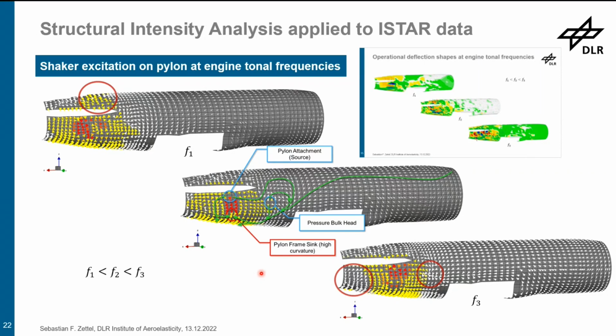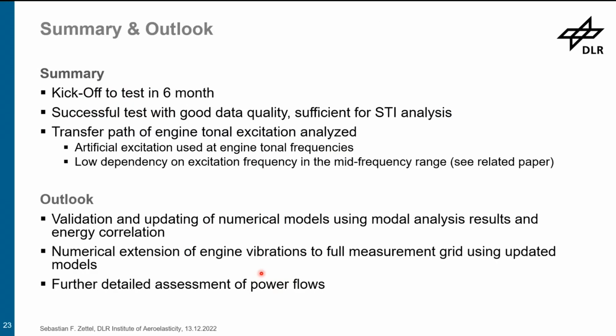This is a first approach for transfer path analysis with the structural intensity in our department. And this brings me to the end of the presentation, a short summary and outlook. The measurement campaign was kicked off to start in 6 months. We did a successful test with good data quality, and the data quality was sufficient to do STI analysis afterwards. And we did a first transfer path analysis based on the engine tonal excitations.